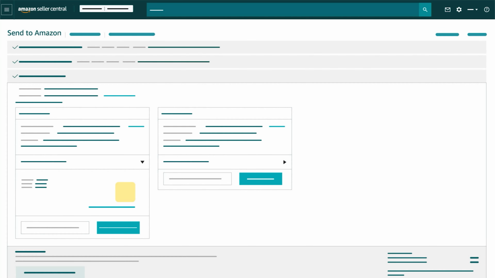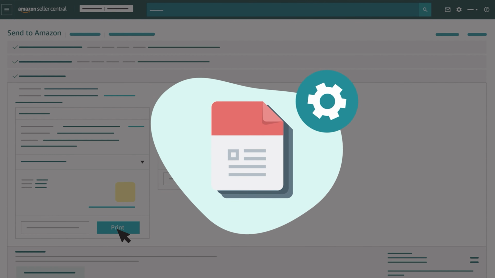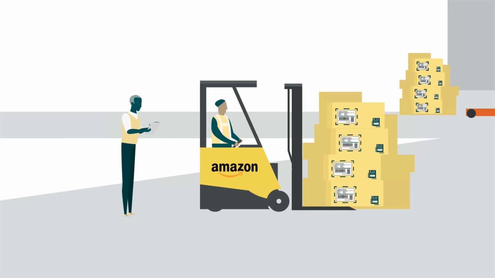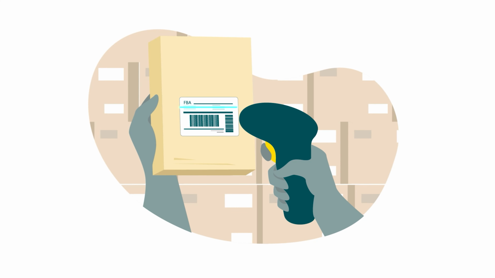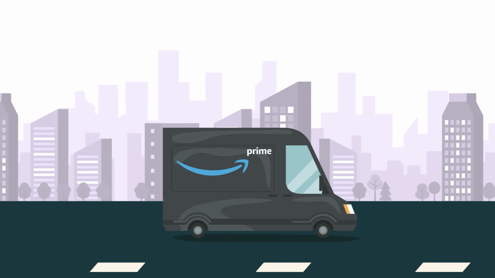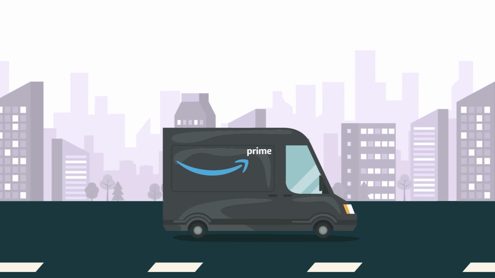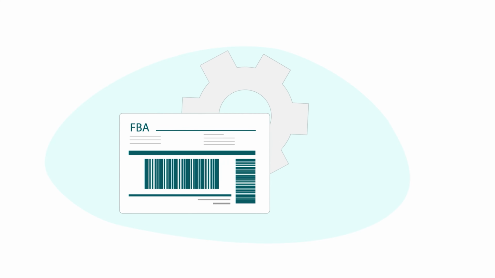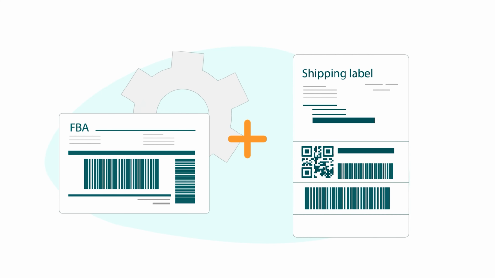First, select the box and shipping label size from the drop-down menu. Then click Print to generate a PDF with labels for each box in your shipment. Each box you send to Amazon Fulfillment Centers requires an FBA Box ID label that identifies the contents of the box. If you're using an Amazon partnered carrier with your small parcel shipment, a shipping label will be generated for each box in addition to the FBA Box ID label.